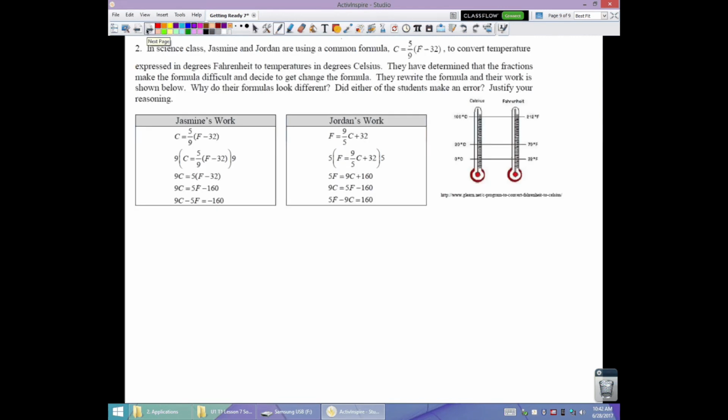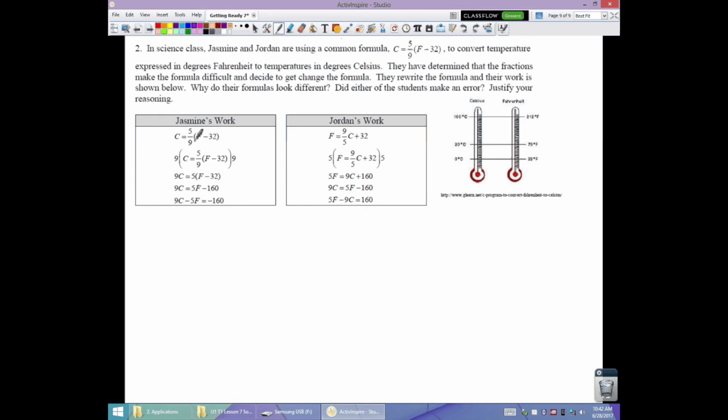Okay, and lastly at number 2, we're going to go back and look again at the Celsius and Fahrenheit conversion formula. This one says Jasmine and Jordan are using that formula to convert temperature expressed in degrees Fahrenheit into temperatures in degrees Celsius. They rewrite the formula and their work is shown below. Why do they look different? Did either of the students make an error? Justify that. Well, let's look at each individual student.